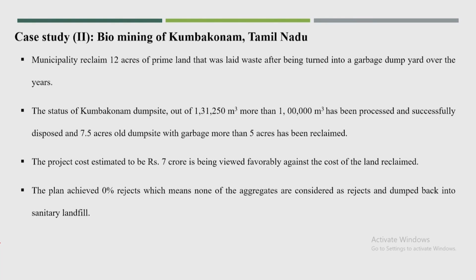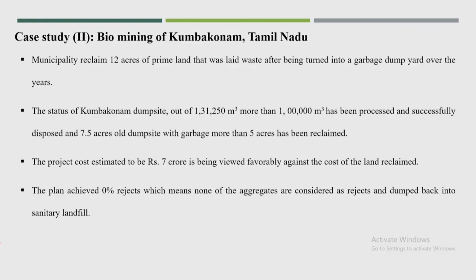The status of the Kumbakonam dump site: out of 1,31,250 cubic meters, more than 1000 cubic meters has been processed and successfully disposed, and of the 7.5 acre dump site with garbage, more than 5 acres has been reclaimed. The project cost was around 7 crores, and the plant achieved 0% rejects, which means none of the aggregates are considered rejects and dumped back into the sanitary landfill.